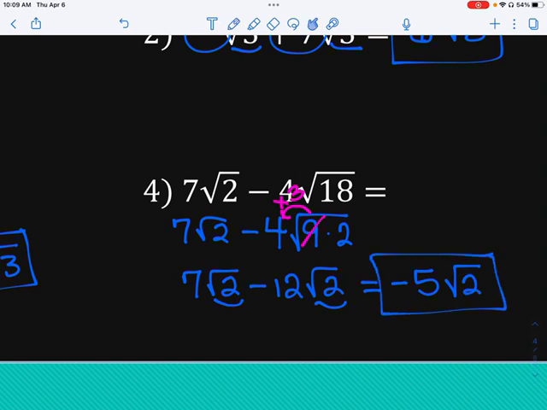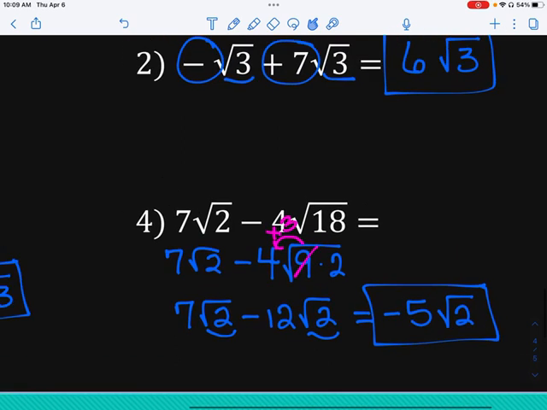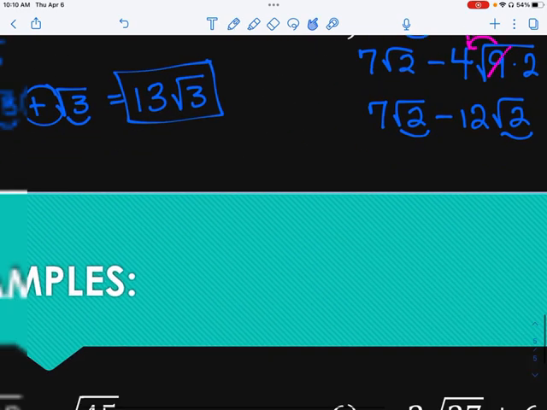Okay? Now, just a little hint there is when you look at these problems, the radicand of the other one kind of gives you a hint of probably what you're going to be looking for.